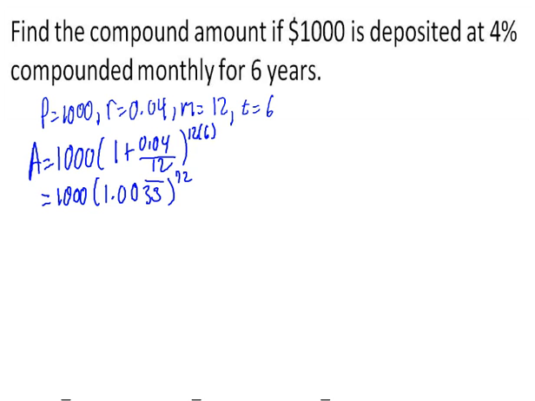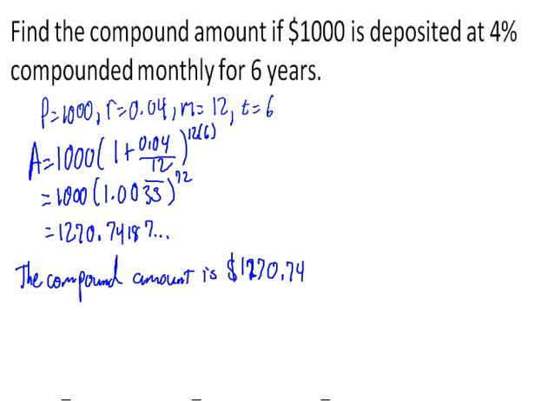So what I'll do next is just plug this all into my calculator, see what I get, and then round this, let's say, to 2 decimal places. The future value, the amount that would be in this account, would be $1,270.74. So you see that if it's compounded monthly compared to if it's compounded annually, you would earn a little bit more money in interest.